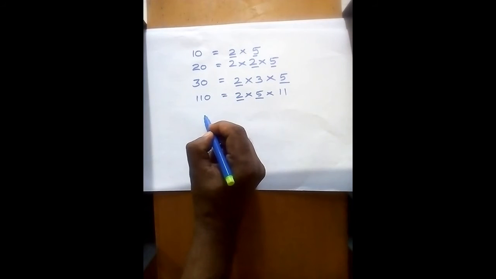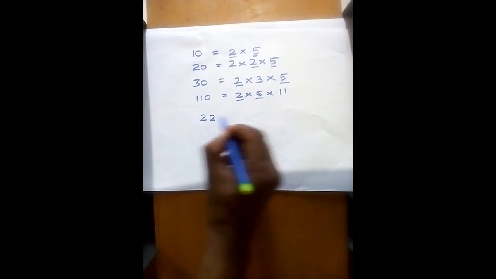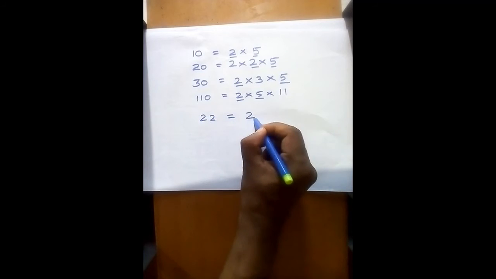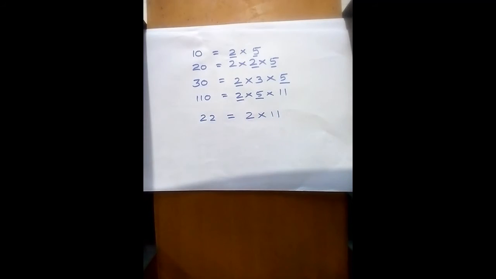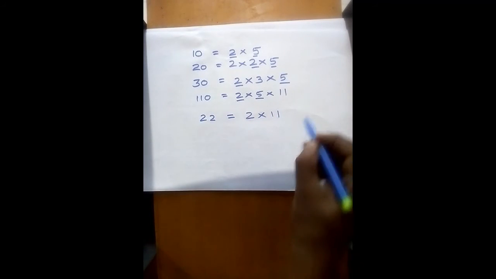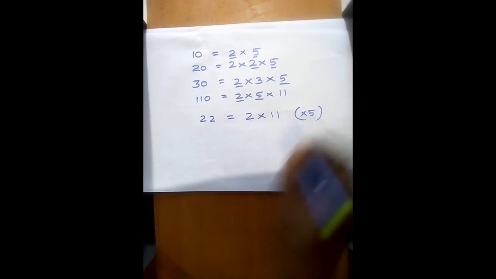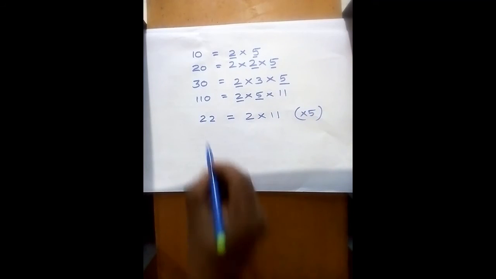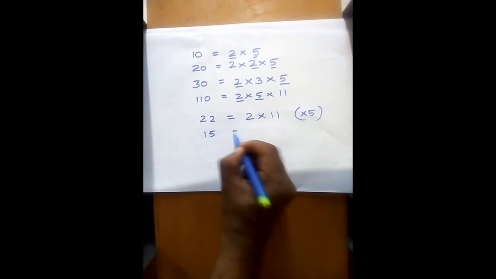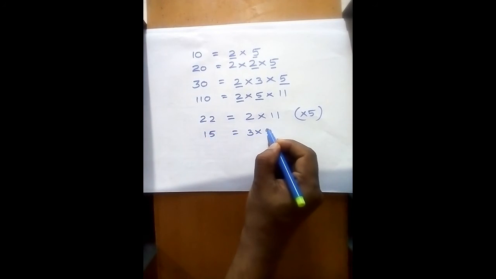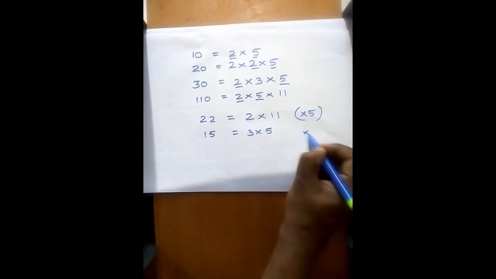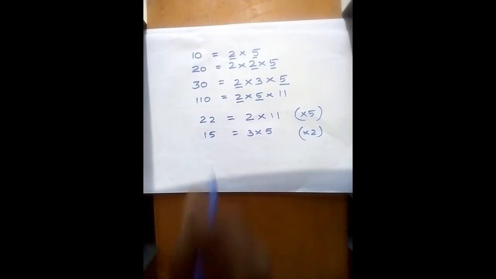Now consider another example, 22. 22 is equal to 2 into 11. Why is it not ending with 0? Because there is no 5. Suppose another case, 15. 15 is equal to 3 into 5. Here there is no 2. So this number also cannot end with 0. Okay, now the concept is clear.